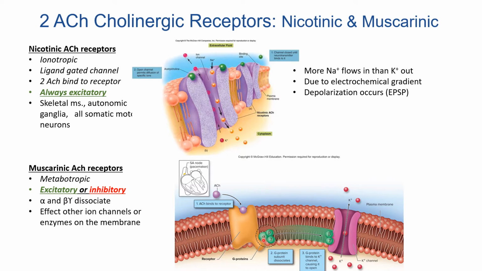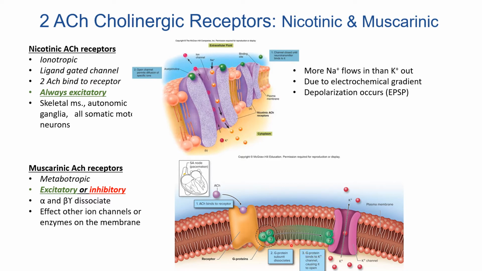Remember, we've talked about alpha and beta gamma dissociating. Well, in this case, the beta gamma is going to dissociate and come over here to this transmembrane protein. And in this case, it's going to open it, allowing that potassium to leave. And if the potassium leaves, it's going to make the cell more negative, so it'll cause it to be inhibitory.